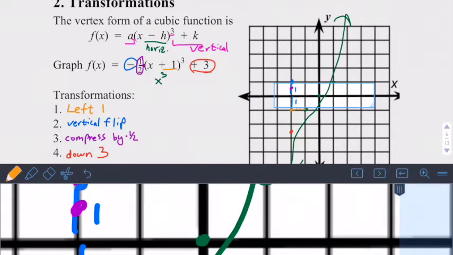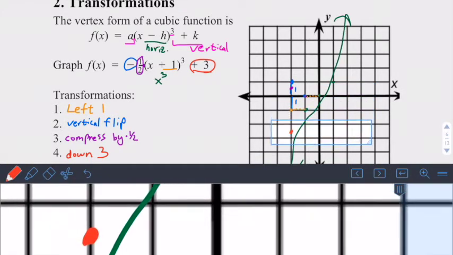I'm going to take this point, move it left 1. Vertical flip, well, it's already on the axis, so it's not going to do anything. If I compress by 1/2, well, it's 0 away from the axis, so half of 0 is just 0. And then down 3, 1, 2, 3.